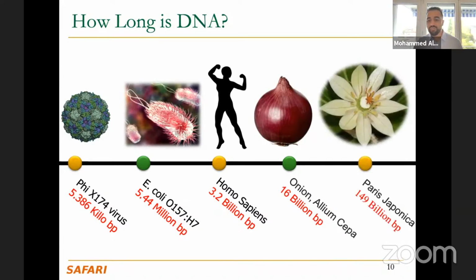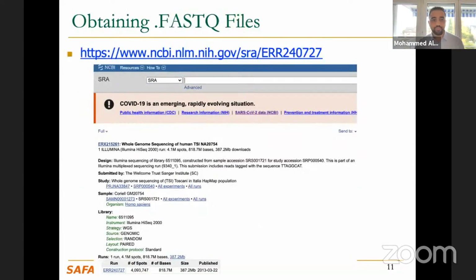And this Japanese flower has about, I think, 50x more characters than our DNA. So you can see that the workload really varies depending on the species, but plants and fruits are well known for having very long DNA.